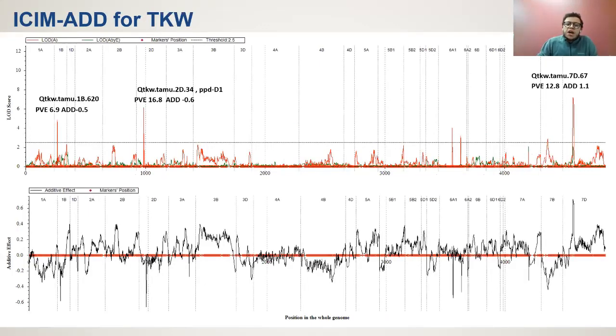For 1000 kernel weight, I marked 3 QTL. Actually, we have more, but the time may not be enough to talk about all these QTL. So we have multiple QTL by additive effect. The QTL on 2D is also sharing the same location with the major photoperiod gene, PPD1. The PVE value is over 16%. Additive is small. The other QTL is on the 7D. The PVE is 12.8, and the allele comes from TAM113.